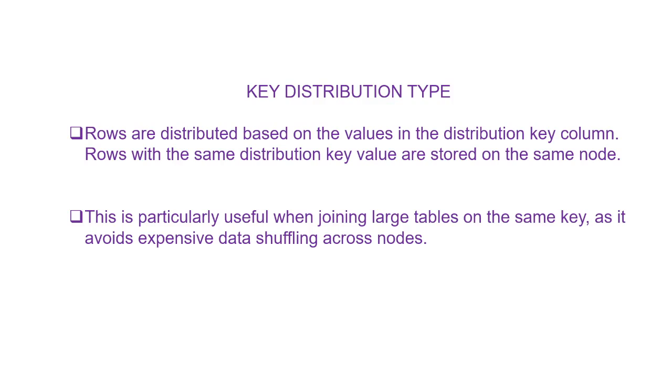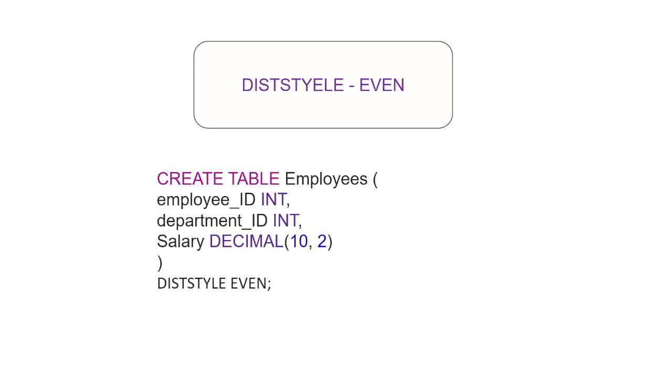This type of distribution style will be better. Now, even is a very simple thing. Even is basically round robin fashion. So if you can see here, I said the distribution style even. The moment I said even, if I have four nodes, the Redshift will start distributing the data in an even manner. So it will first give the data to node one, then node two, node three, node four.